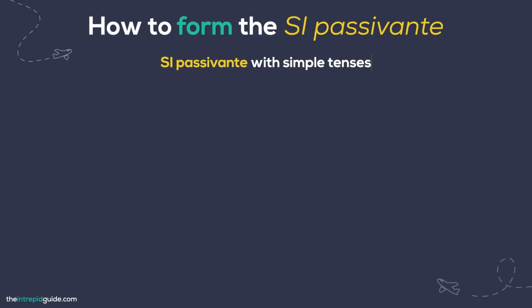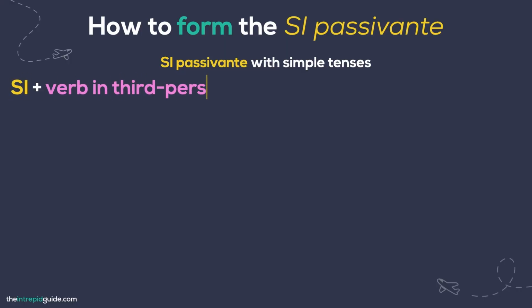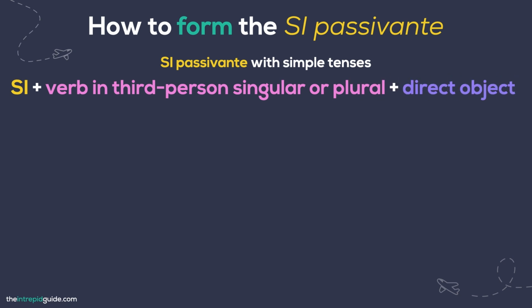Let's start with the Si Passivante with simple tenses. With simple tenses like the presente, futuro, and imperfetto, the Si Passivante follows this construction. Si plus the verb in the third person singular or plural plus the direct object. Take a look at these examples.